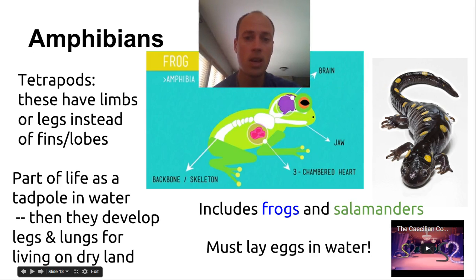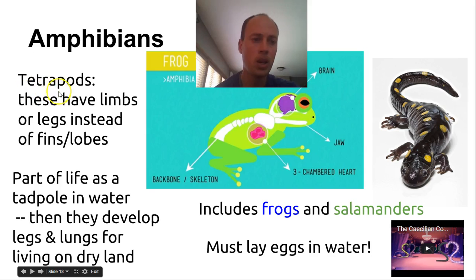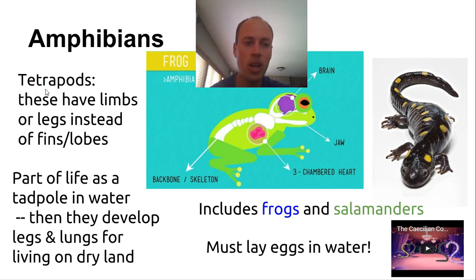All right, so what makes them amphibians, a frog an amphibian or a salamander? For one, they are tetrapods. They have limbs or legs instead of fins or lobes. So they have legs, limbs that allow for movement on land. And that's the big change here.